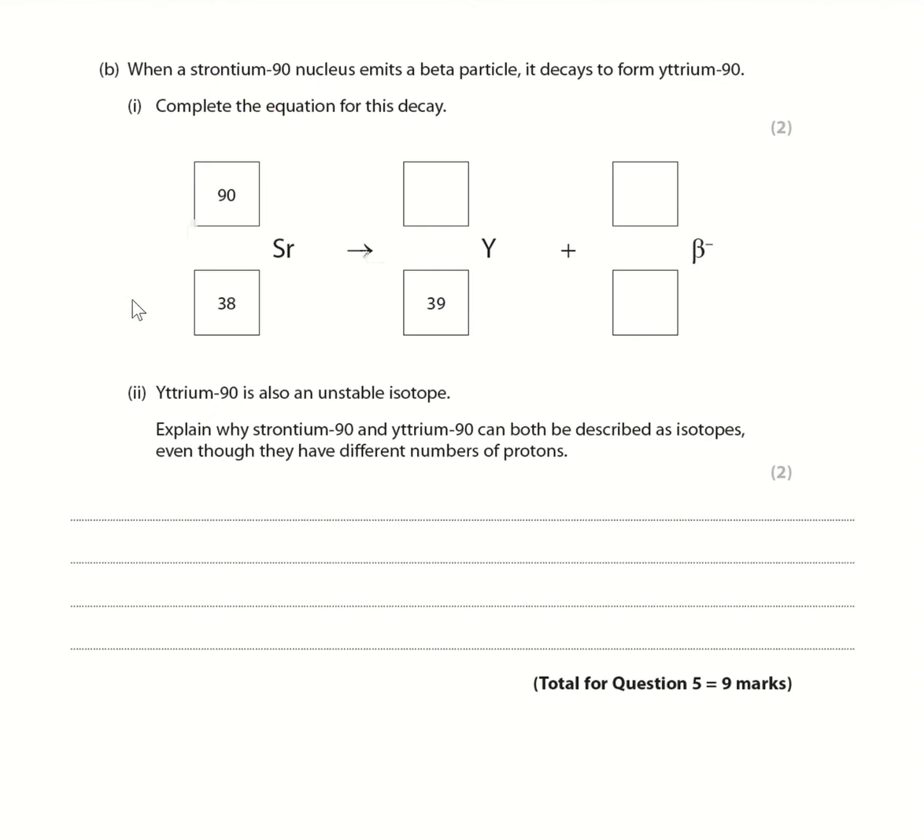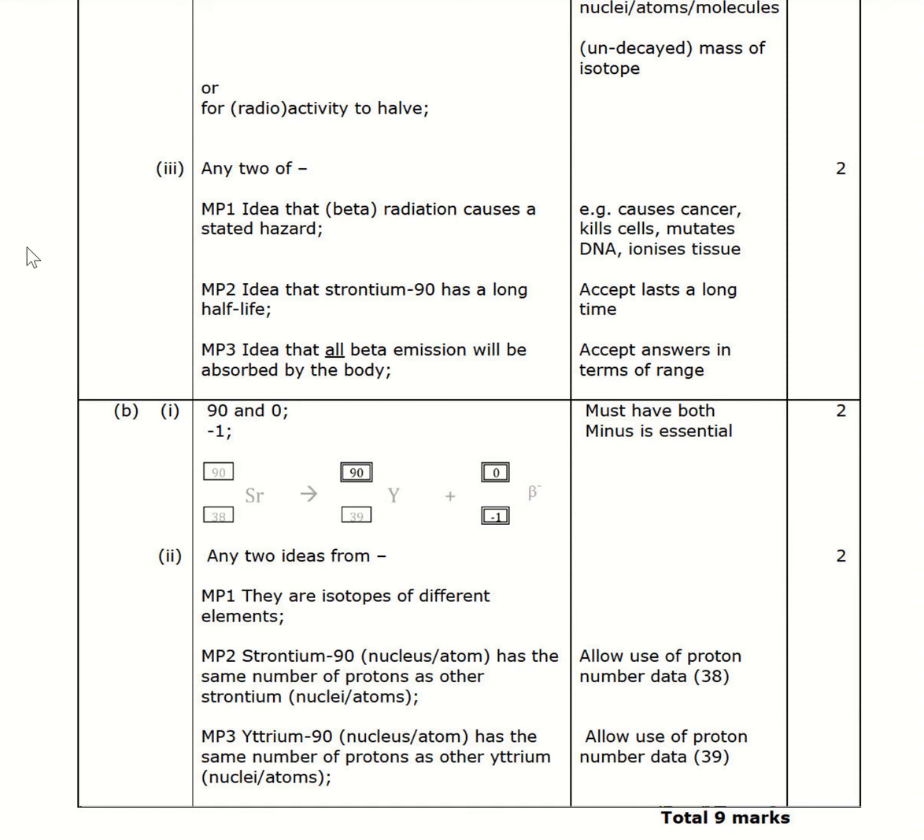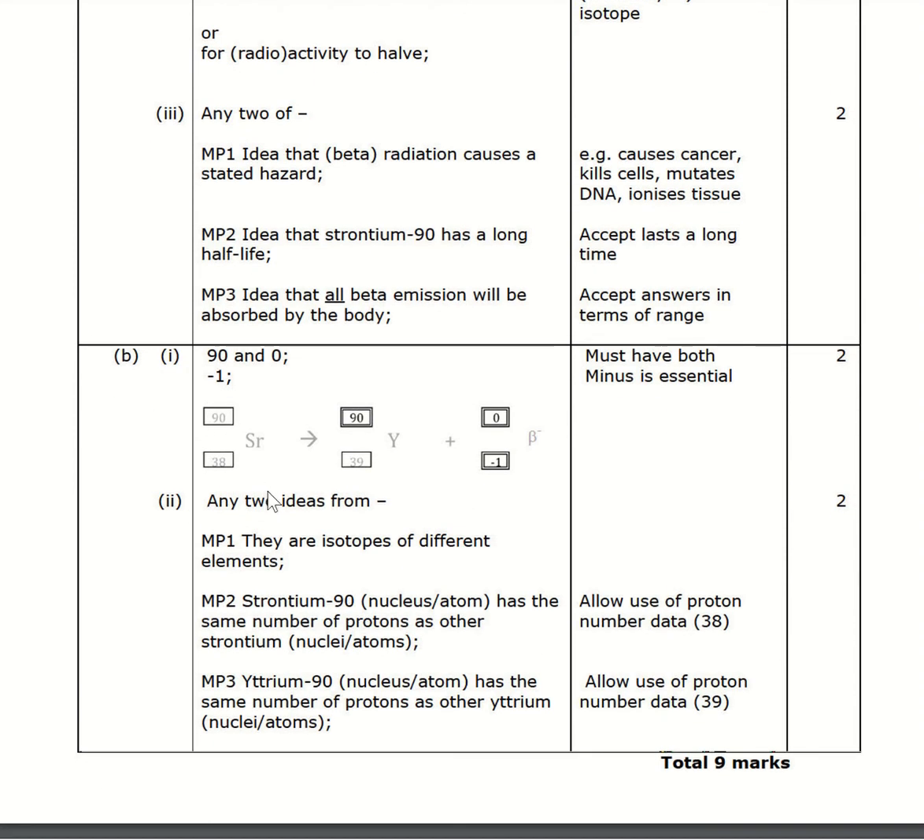Yttrium is also an unstable isotope. Explain why strontium 90 and yttrium 90 can both be described as isotopes, even though they have different numbers of protons. It's because they are isotopes of different elements. A strontium 90 nucleus has the same number of protons as other strontium nuclei. Yttrium 90 has the same number of protons as other yttrium.